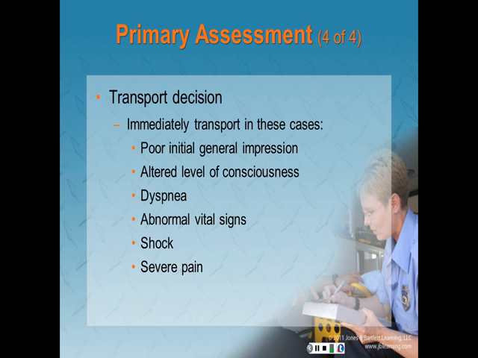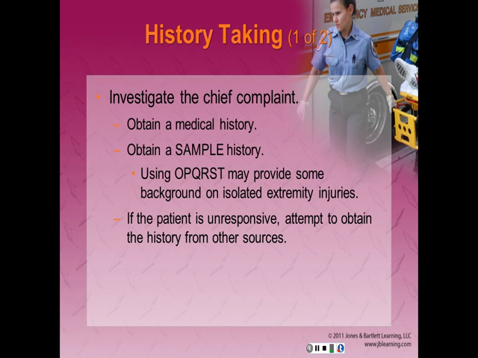Make your transport decision. Types of patient that need immediate transport include a poor initial general impression, an altered level of consciousness, dyspnea, abnormal vital signs, shock, and severe pain. Patients who have visible significant bleeding or signs of significant internal bleeding may quickly become unstable. Take your history. You need to investigate your chief complaint, obtain a medical history, and be alert for injury-specific signs and symptoms and any pertinent negatives.